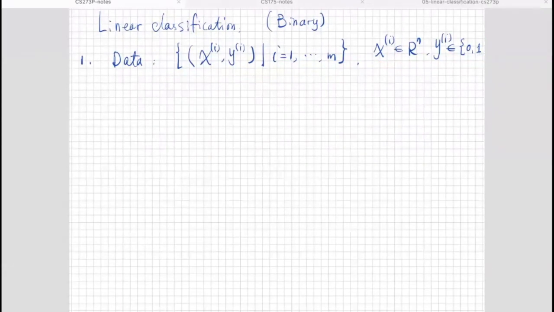Next, we want to come up with our models. Right now we consider something relatively simple: linear models. Essentially, given x, I go through my model.